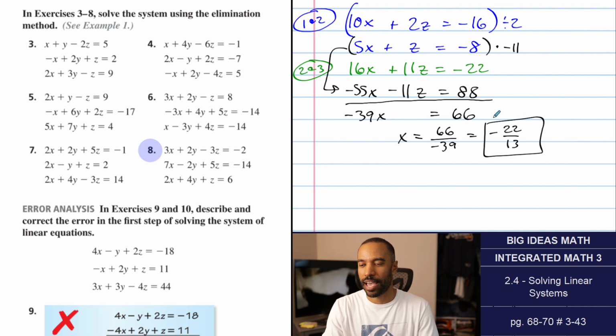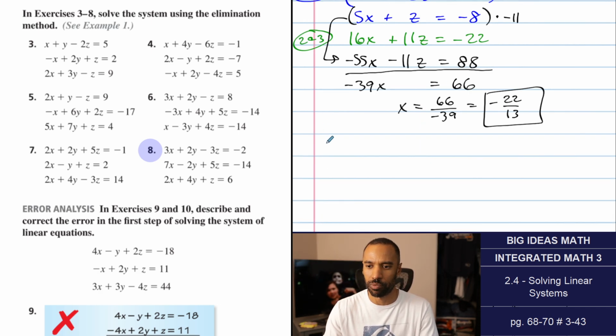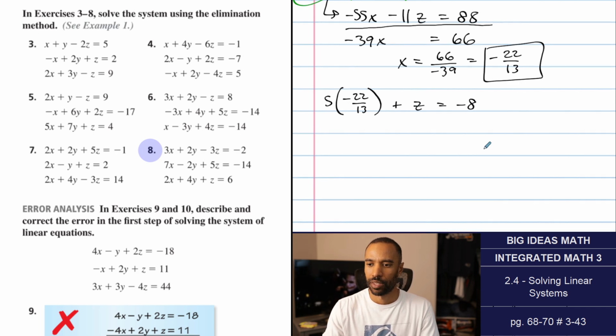All right, so I solved for x. Let's now solve for z, given what we have here. Take one of these equations, any one of them, and solve for it. I'm going to take the one with the smallest numbers, which is this one, 5x plus z equals negative 8. Once again, a good reason that I have that. 5x plus z equals negative 8.